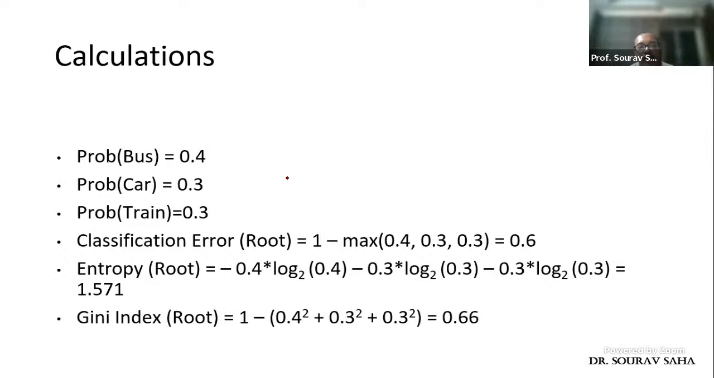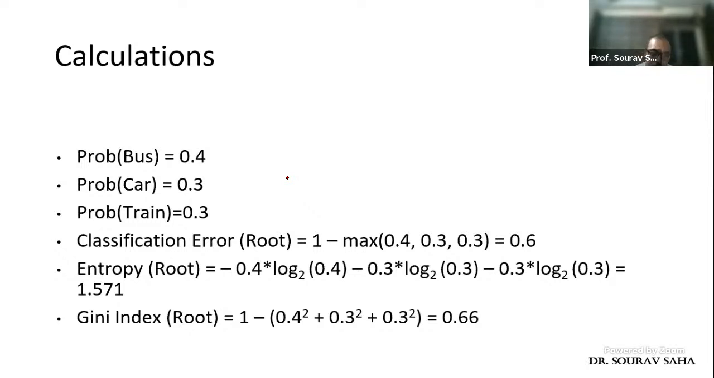And then the Gini index is 1 minus 0.4 squared, 0.3 squared, 0.3 squared, which will give you 0.66. Now, all three error metrics are giving you three different values. In terms of how to interpret the value, one thing holds true: if you have homogeneity, the error will be 0, irrespective of the metric. The closer the value is to 0, the lesser the impurity. The higher the value, the higher the impurity.